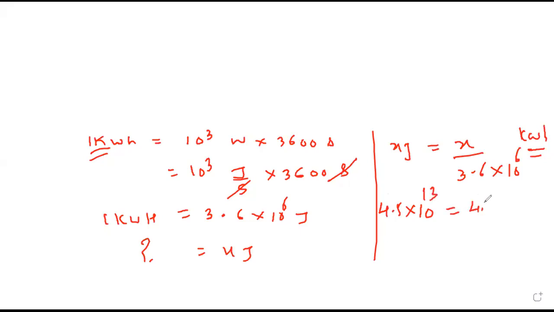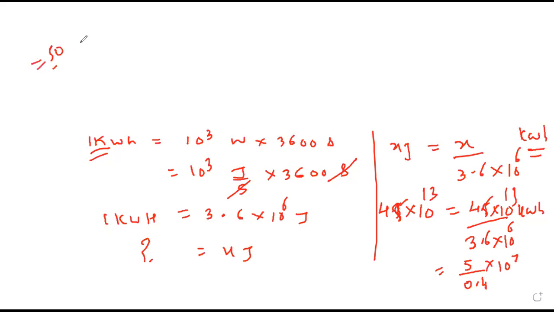So that will become 45 into 10 raised to 13 upon 3.6 into 10 raised to 6 kilowatt hour. 9 into 0.4 is 36. 9 into 5, this is 10 raised to 7. So final 50 upon 4 into 10 raised to 7, which will be 12.5 into 10 raised to 7, or 1.25 into 10 raised to 8. Let us check. Right? So 1.25 into 10 raised to 8. Option is 10 raised to 8.